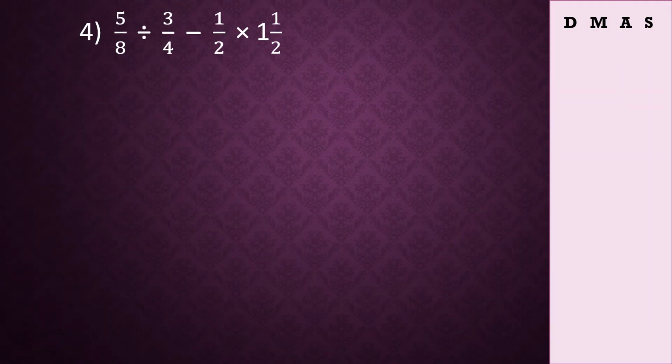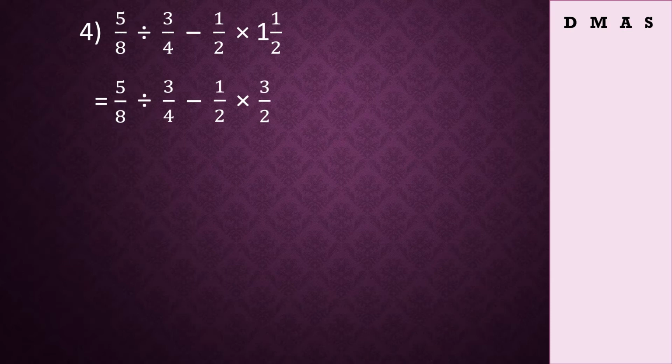Let us solve one more question. Question number 4. 5 upon 8 divided by 3 upon 4 minus 1 upon 2 multiply by 1 1 upon 2. First, convert the mixed number into an improper fraction. So write 5 upon 8 divided by 3 upon 4 minus 1 upon 2 and multiplication sign as it is. Now convert: 2 ones are 2 and 2 plus 1 is 3. So we get 3 upon 2.